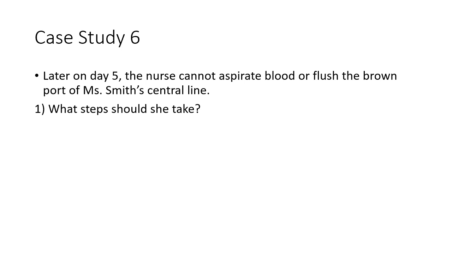The other things that can happen is we could have a thrombus within one of the lumens. So you may have to work with interventional radiology, where they may have to go in and see if they can break up the thrombus, or they may have a fibrin sheath that may occur at the end of the tip of the lumen, and so that can keep us from being able to aspirate blood.